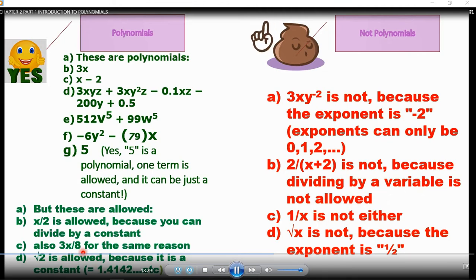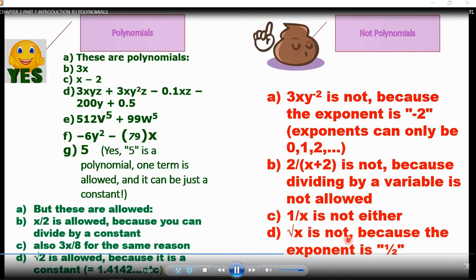Here 3x upon 8 is also a polynomial. Why? Because here 8 is a constant number, a constant term you can also call it. But 1 upon x is not allowed because here in the denominator it is a variable. So understand the difference between x and 8 in the denominator. Root 2 is allowed because it is a constant, equal to 1.4142, right? Because it has a value.